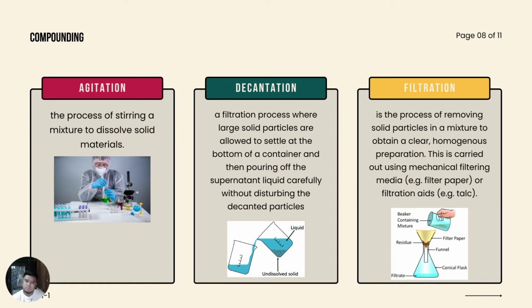So, as shown in the picture, we have the funnel inserted in the beaker, and inside the funnel, there is a filter paper. What we will do is we will pour the mixture, then hahayaan lang natin na tumulo yung liquid dun sa ating container o yung receiving flask natin. Then, in the filter paper, there we will see the solid particles that will be left out.